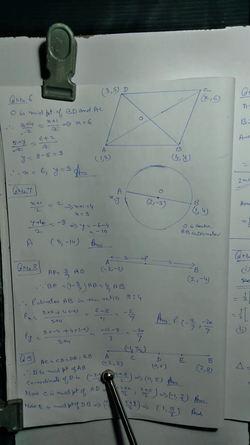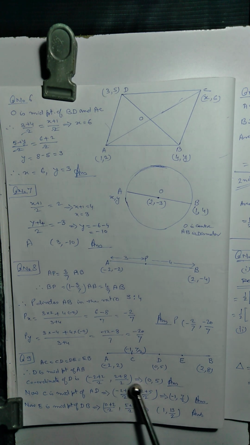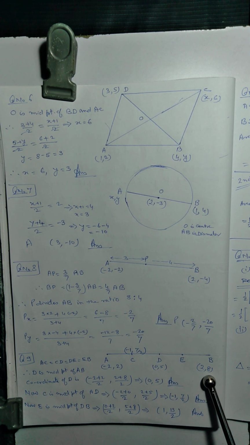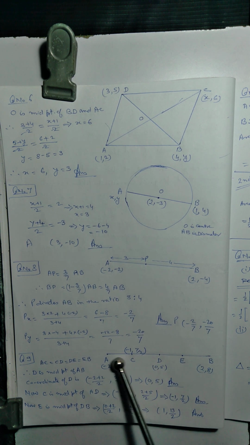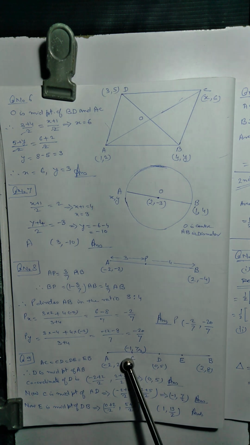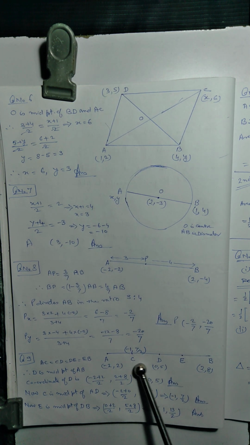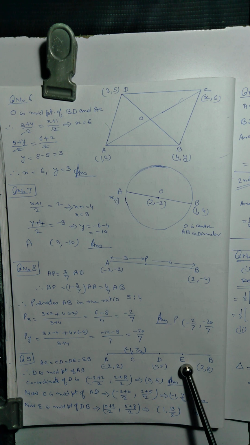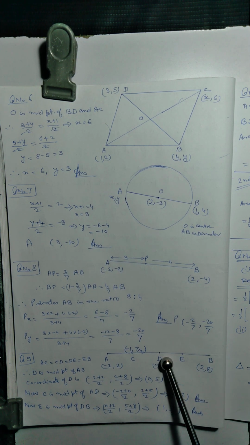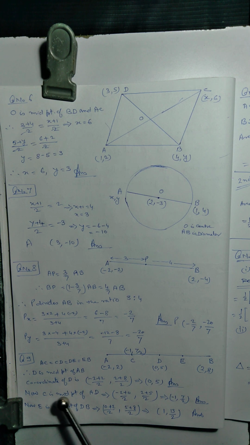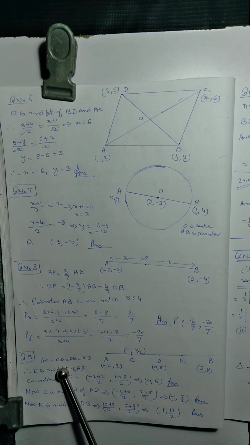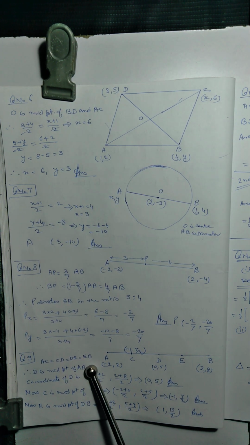You see, A is equal to (-2, 2) and B is (2, 8). This line segment has been divided into 4 equal parts. That means D is the midpoint of AB, C is the midpoint of AD, and E is the midpoint of BD. So first of all, let us find the midpoint of AB. AC is equal to CD, and CD is equal to DE, that is equal to EB.